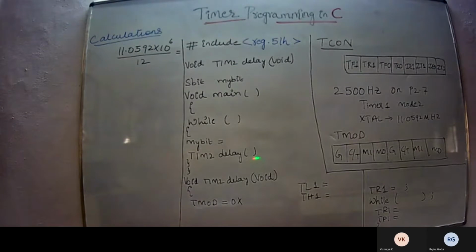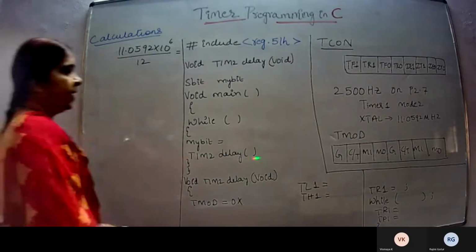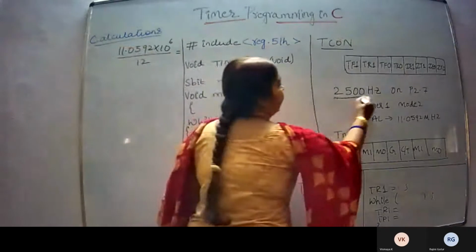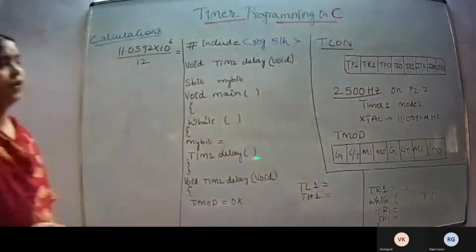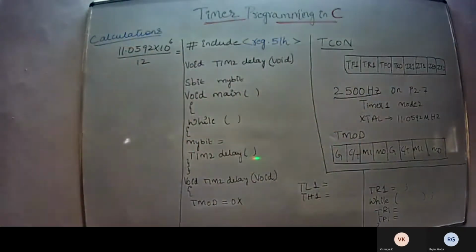Write an 8051 C program to create a frequency of 2500 hertz. They have given the frequency here, so you have to write the program in C to create a frequency of 2500 hertz. That much frequency should be created. They have given the frequency, they have not given the time period.